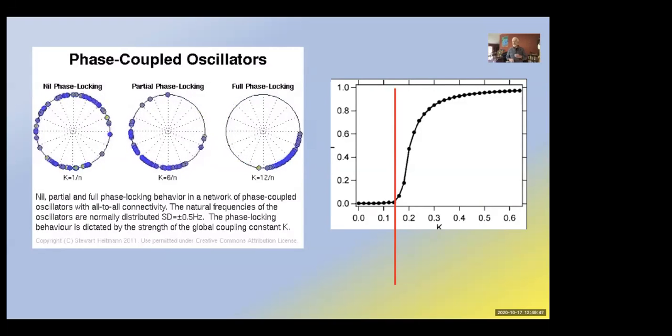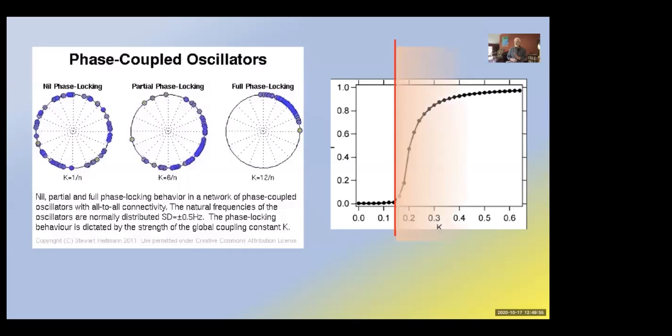So what's interesting to us is from this point where you begin having some cohesion to the system, some phase cohesion, and then you have this whole area here, which seems to be what's indicated there with the partial phase locking on the left-hand graph. And that's the area where, from our perspective, it seems to be interesting from an ecological point of view.